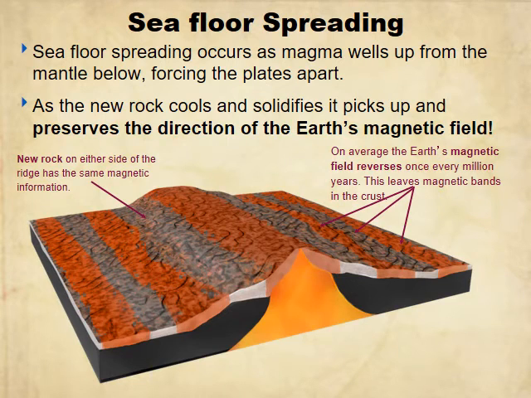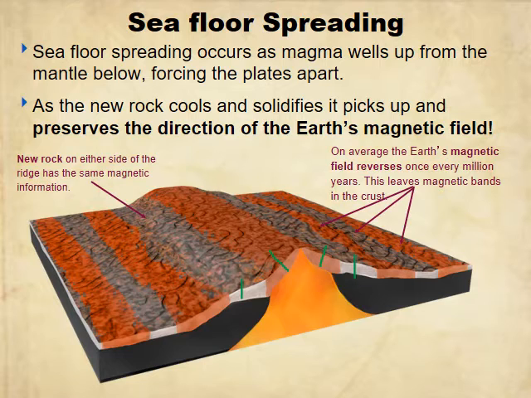Really cool areas. So what happens along these mid-Atlantic ridges is seafloor spreading. So as magma comes up from the mantle, it forces the plates apart, they move apart, and then as the new rock pools and solidifies, it actually picks up and preserves the direction of the Earth's magnetic field. Okay, and so as these 2 plates are moving apart, you can actually see mirrors. So this is going to be the same as this. This up here is going to be the same as this. Okay, so you have identical features on either side of these mid-Atlantic ridges because of seafloor spreading. And paleomagnetism is preserved within these different layers.